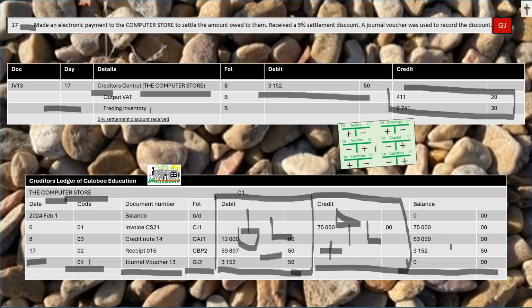I like to learn it by first applying the rules. Don't just assume in the debit column it's a minus, in the credit column it's a plus. Apply the rules. A decrease in liabilities, because then now you understand. A decrease in liability means a decrease in what is owed to the computer store. And an increase in liabilities is you owe the computer store more.